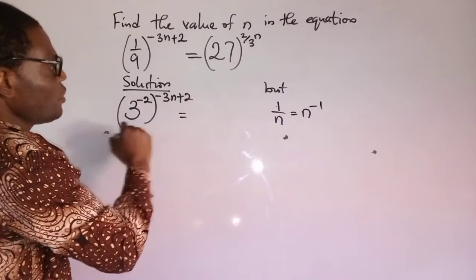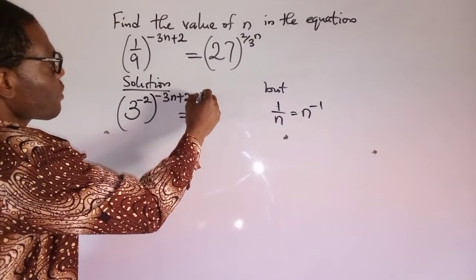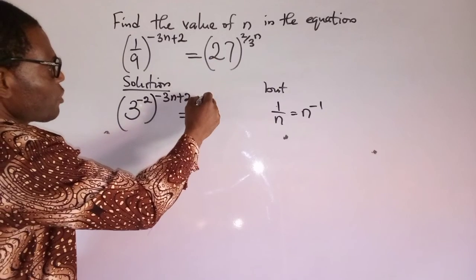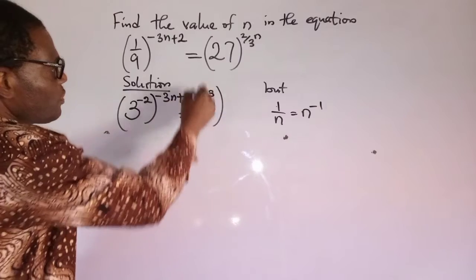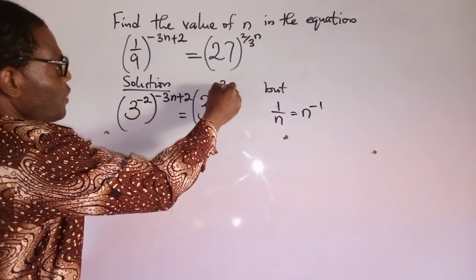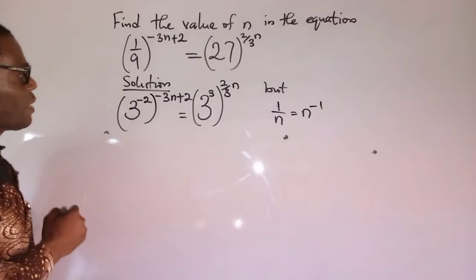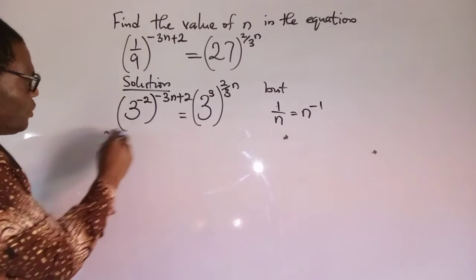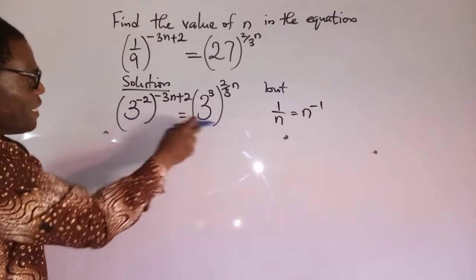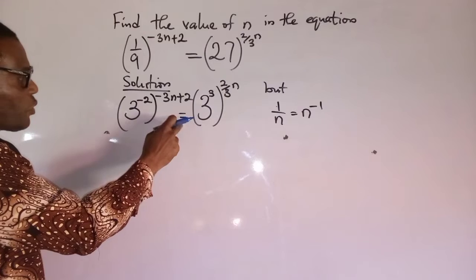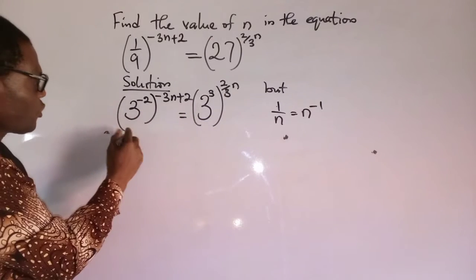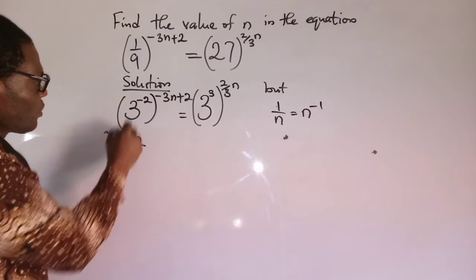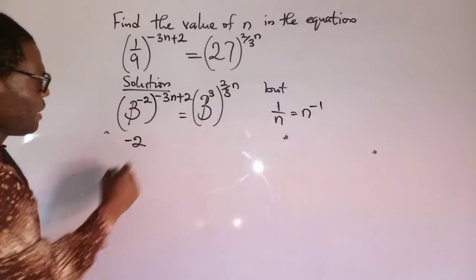Now equals to 27, which can also be written as 3 raised to the power 3, raised to the power of 2 over 3n. Now we have the same base, so we can cancel off because of the equals to sign. But if there's no equals to sign, we cannot cancel. So this will take care of this base, so we have minus 2. So this is cancelling off this base.